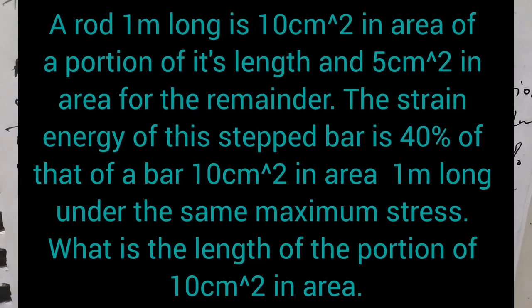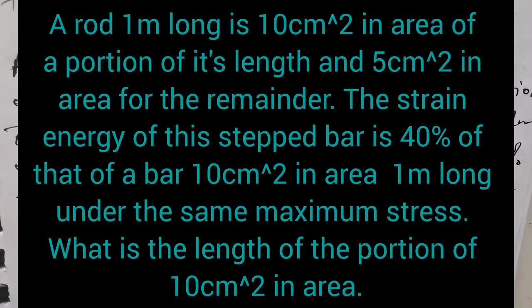The question says a rod 1 meters long is 10 centimeters squared in area for a portion of its length and 5 centimeters squared in area for the remainder. The strain energy for the step bar is 40% of that of a bar 10 centimeters squared in area, 1 meters long under the same maximum stress. What is the length of the portion of 10 centimeters squared in area?